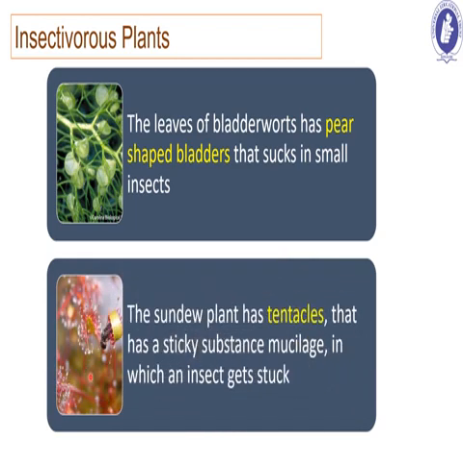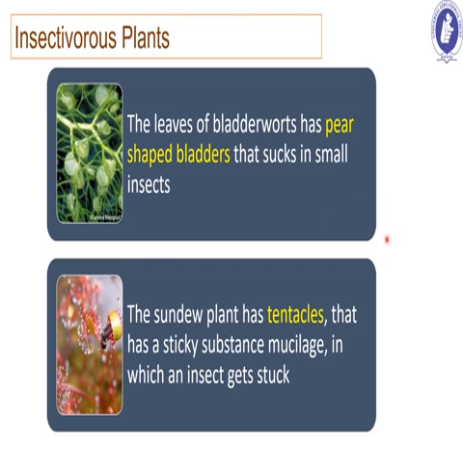Another insectivorous plant is called sundew plant. You can see these long, small hair-like structures growing. They are called tentacles. At the end of tentacles, it has a sticky substance called mucilage. So when an insect comes and sits on the tentacles of sundew plant, it gets stuck because of the mucilage, because of the sticky substance. So these are the different ways by which insectivorous plants catch hold of insects.